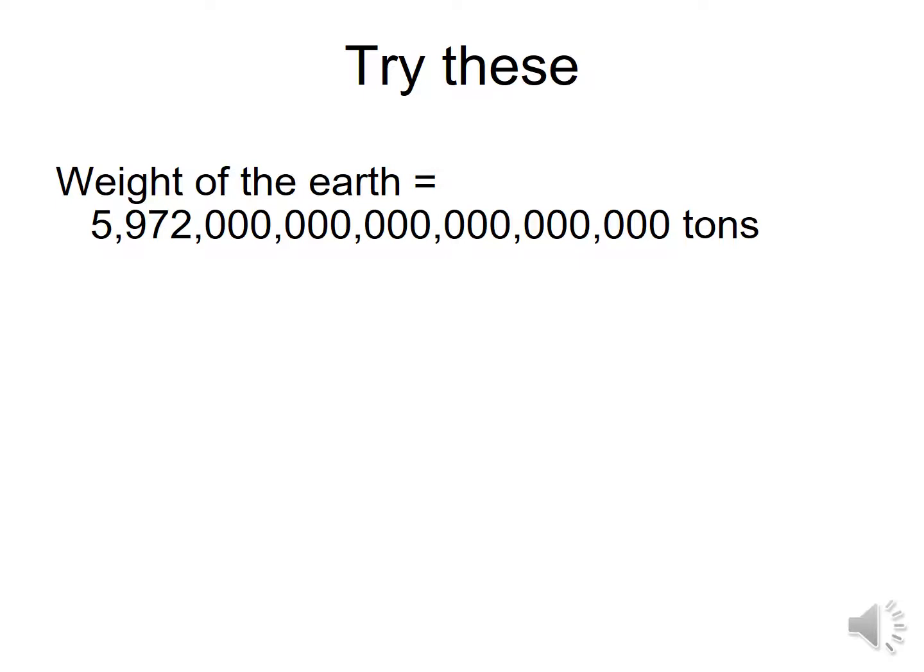Let's try some for practice. This is how many tons the weight of the Earth is. Now starting on the right, at the end of the number, let's move the decimal. 3, 6, 9, 12, 15, 18. Looks like 21 place values is how many places we have to move the decimal.